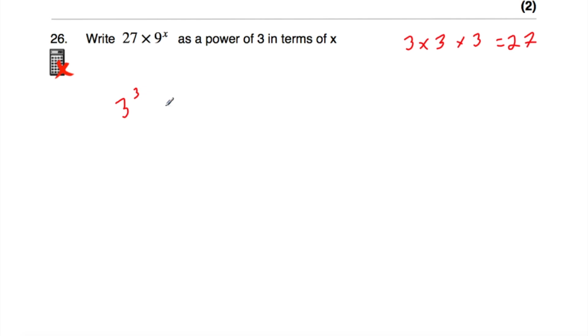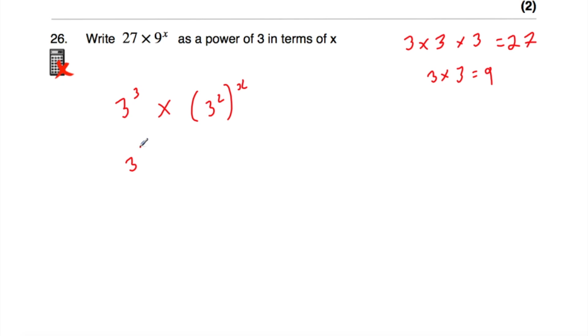And then we've got multiplied by 9 to the power of x. But 9 is 3 squared because 3 times 3 is equal to 9. So instead of 9, I'm going to write 3 squared. I'm just putting it in a bracket, and then I've got to the power of x. So we've got 3 cubed multiplied by 3 squared to the power of x. So I've replaced the 27 with 3 cubed, and I've replaced the 9 with 3 squared, but I've put it in brackets. Okay, so now we've got a power of a power, so let's multiply the two powers together.